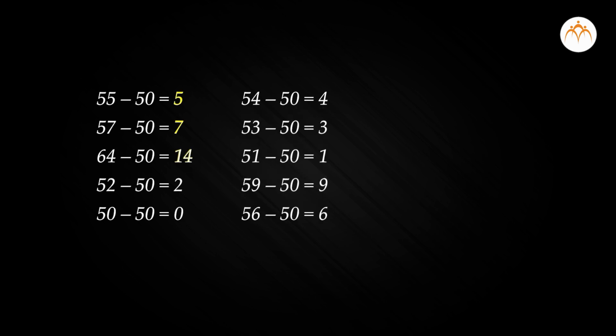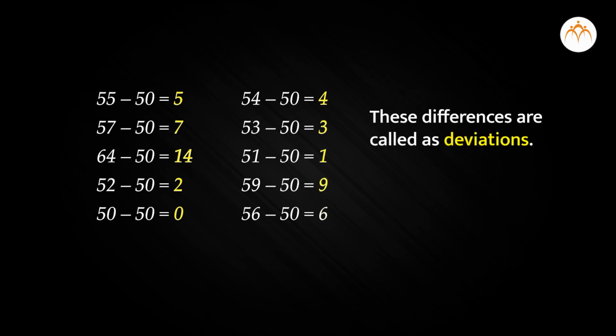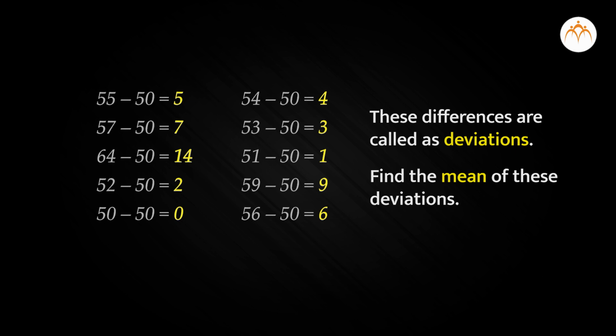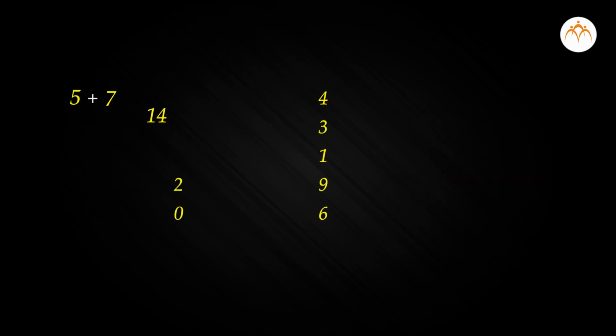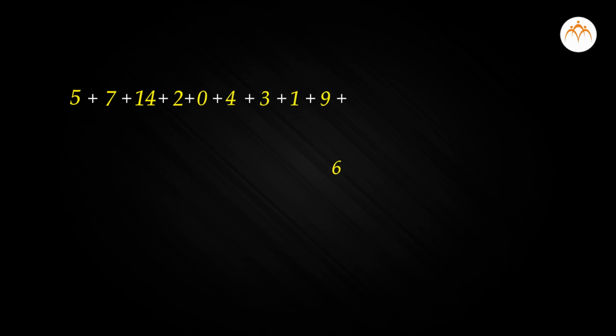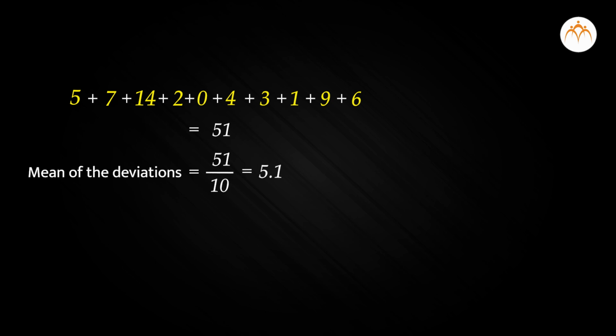5, 7, 14, 2, etc. These differences are called deviations. Now, let us find the mean of these deviations. 5 plus 7 plus 14 plus 2 plus 0 plus 4 plus 3 plus 1 plus 9 plus 6 equal to 51. Therefore, the mean of deviations is equal to 51 divided by 10 equal to 5.1.